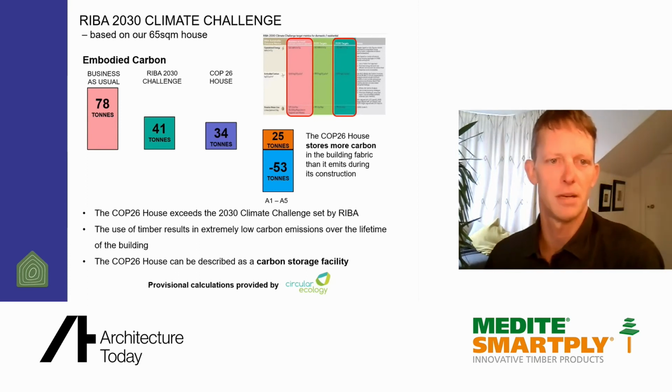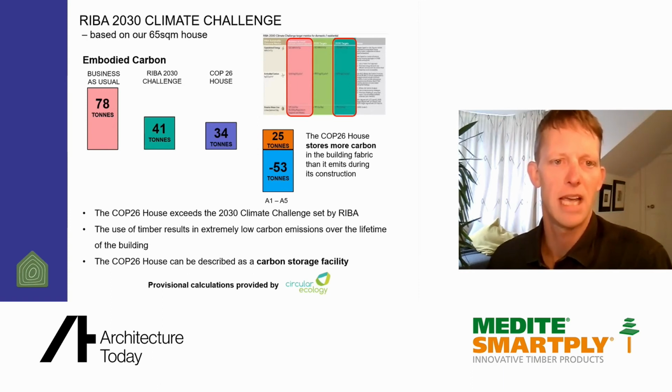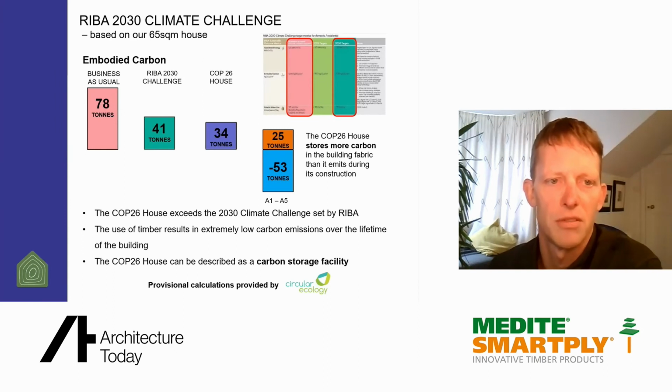If you can see, the figure on the left is the business as usual: roughly, a building built to today's standards of this size would emit roughly 80 tons of carbon into the atmosphere. The target for RIBA 2030 is half of that, and we have managed to reduce our embodied carbon to be less than the 2030 challenge.